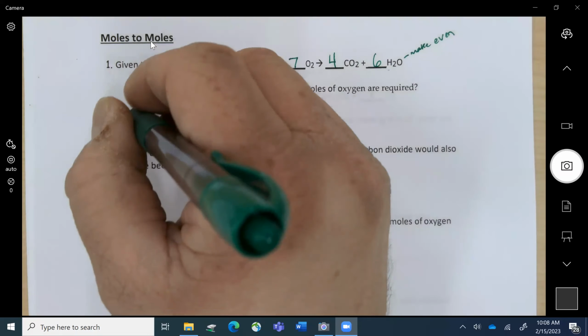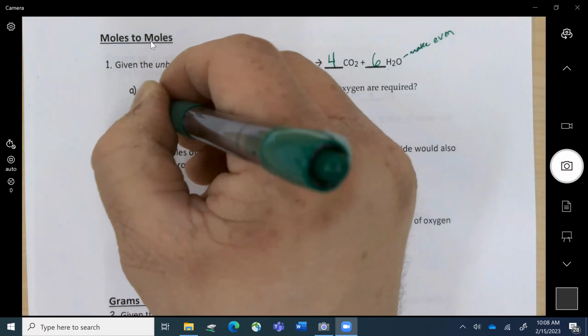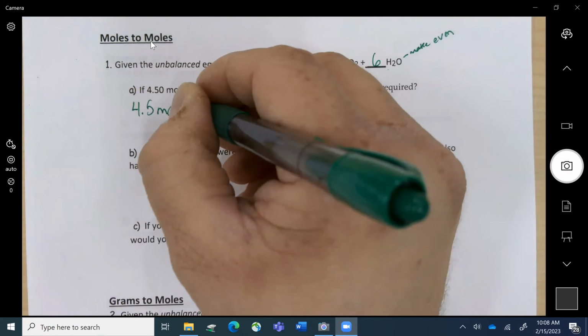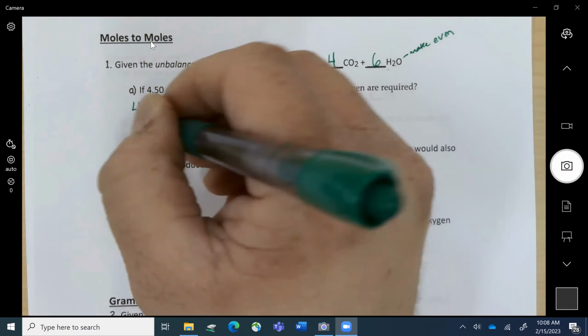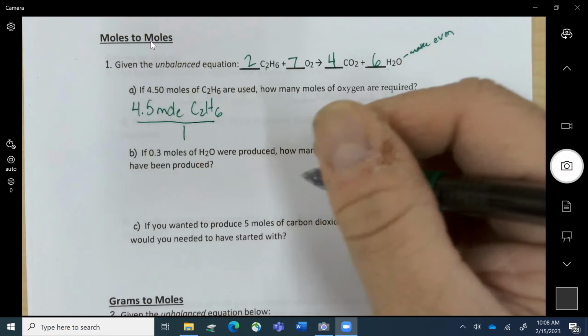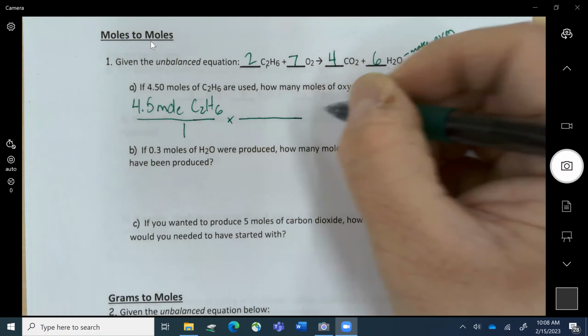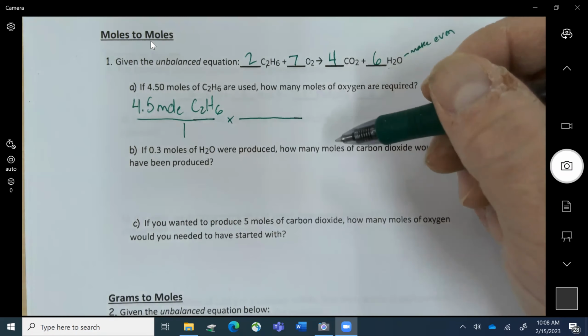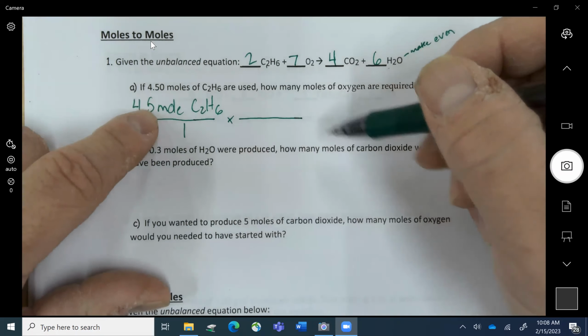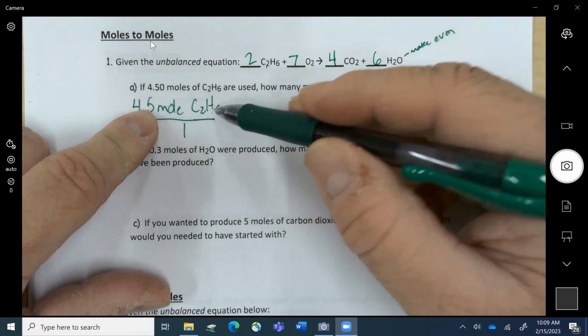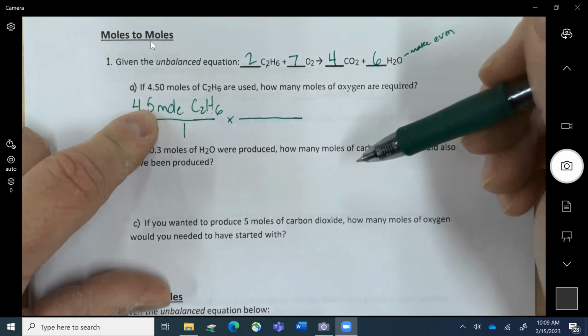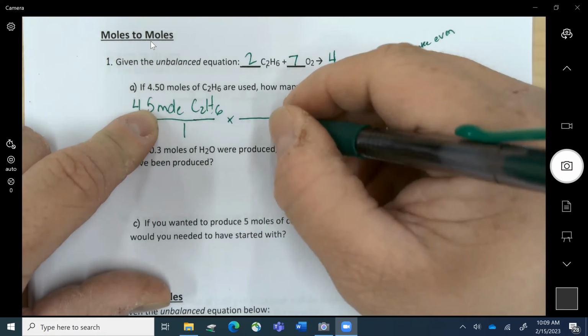All right, so I'm starting with 4.5 mole of C2H6 over 1. I'm going to use my molar ratio, which comes directly out of my chemical equation. Moles of C2H6 is on top, so where does it have to be to cancel? On the bottom.